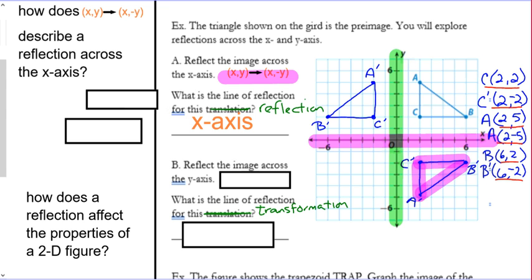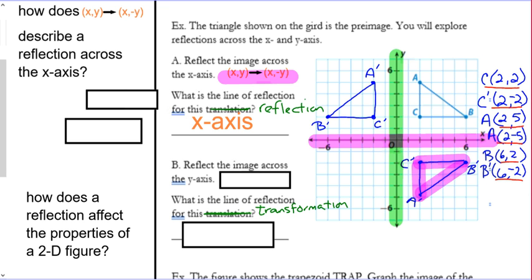So again, the shape that I just created, I didn't make it bigger, I didn't make it smaller, I flipped it. Okay, so it looks different. Remember when we translated, all it did was slide. We flipped now, so it does look different, but it's still congruent, okay? It's still the same. All right, so let's look and see what we have.